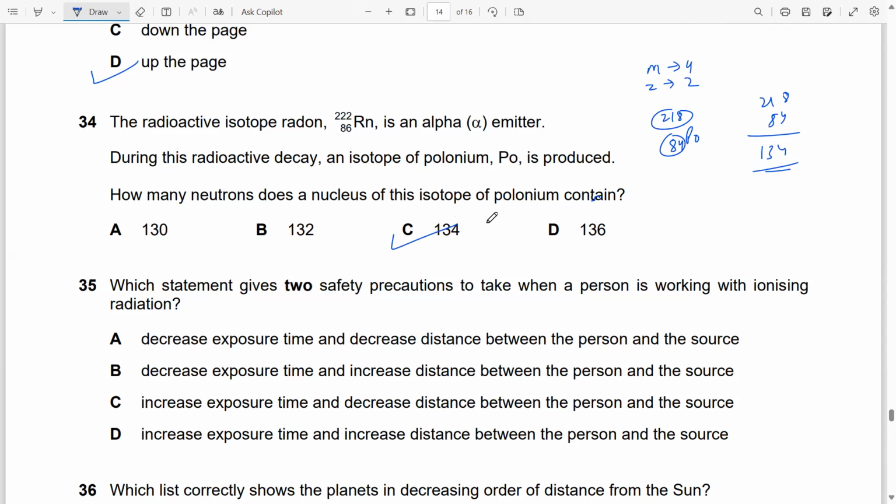Question 35. Which statement gives two safety precautions to take when a person is working with ionizing radiation? Decrease exposure time and decrease distance. No, this is not correct. If you decrease the distance between person and source, he will get more dose. Decrease exposure time and increase distance between the person and the source. Correct. Option B is correct because increasing distance will reduce the dose.